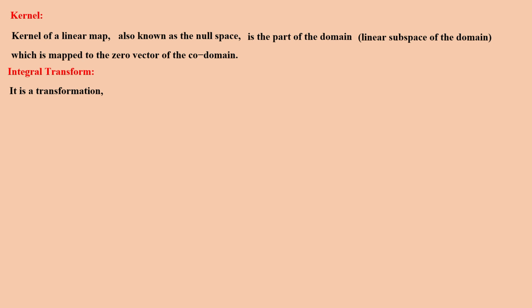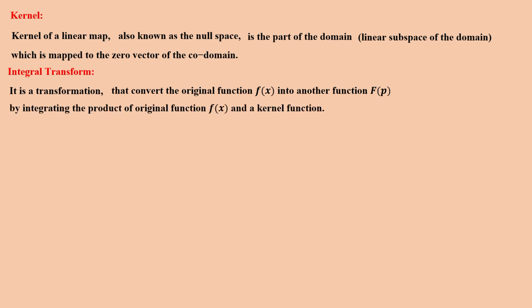Integral transform. It is a transformation that converts the original function f(x) into another function F(p) by integrating the product of the original function f(x) and a kernel function. So the original function f(x) and its kernel k, then f(x) times k. Integrating that, you will get another function F(p). This is called integral transformation.